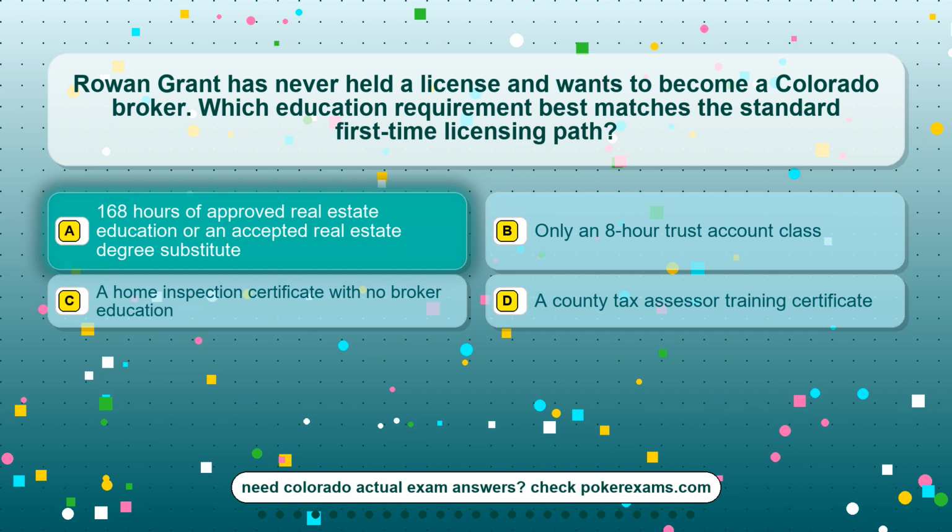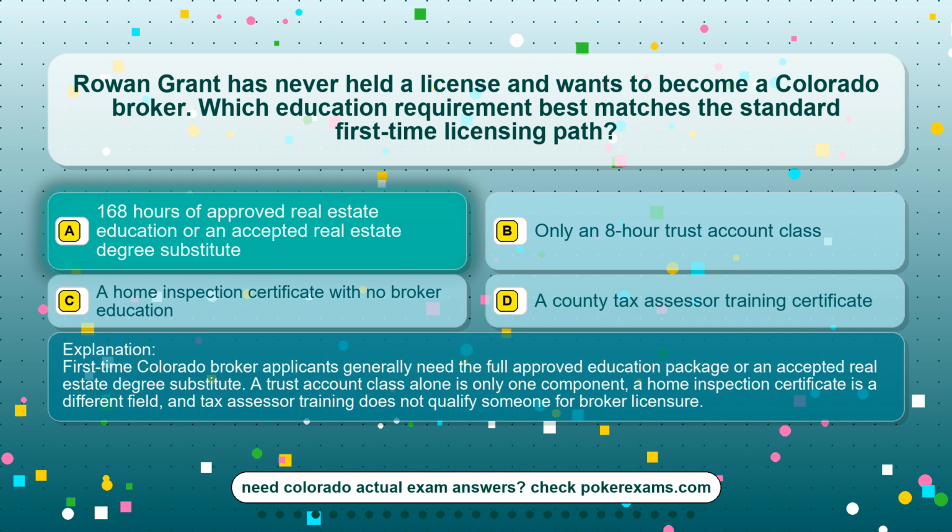The correct answer is option A, 168 hours of approved real estate education or an accepted real estate degree substitute. First-time Colorado broker applicants generally need the full approved education package or an accepted real estate degree substitute. A trust account class alone is only one component, a home inspection certificate is a different field, and tax assessor training does not qualify someone for broker licensure.